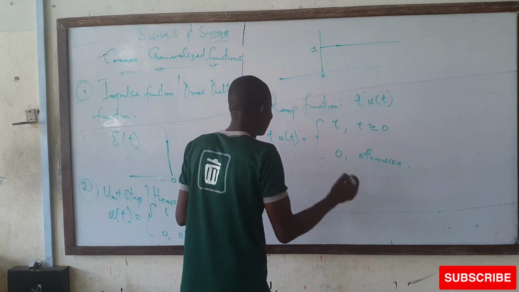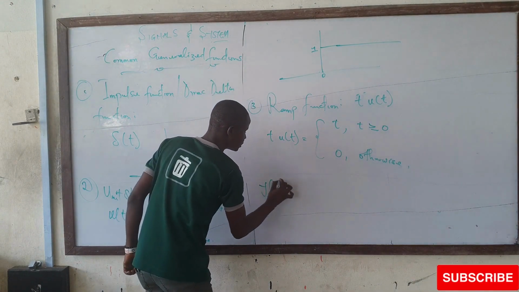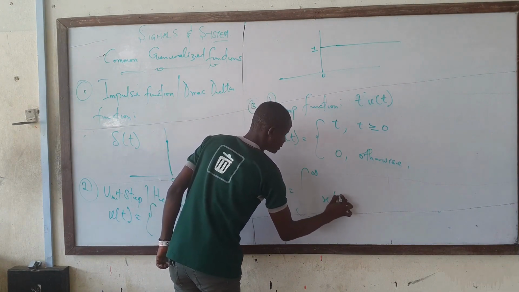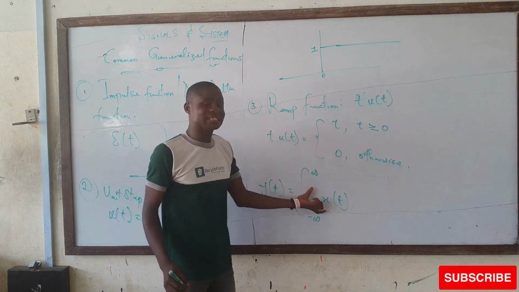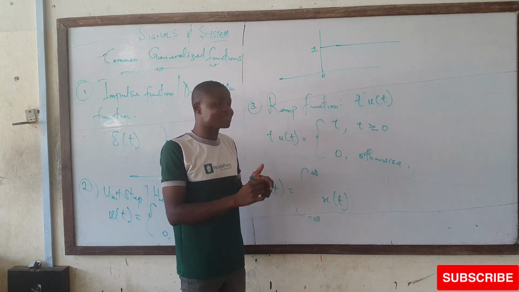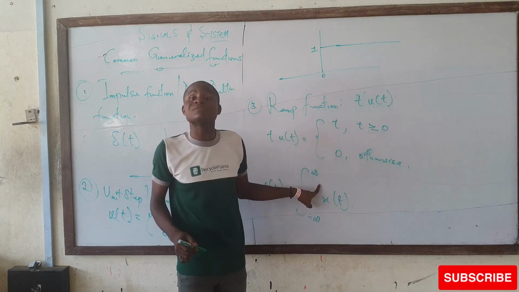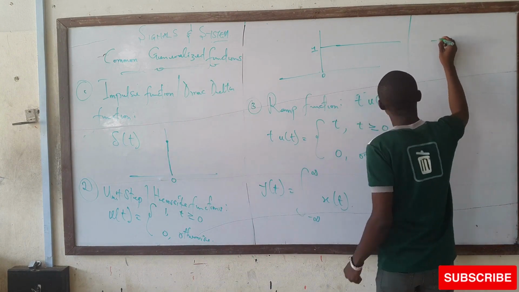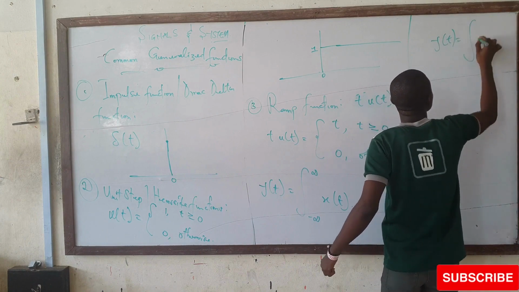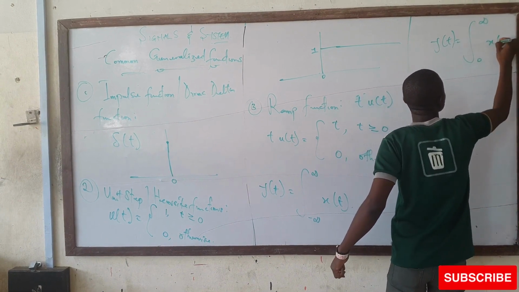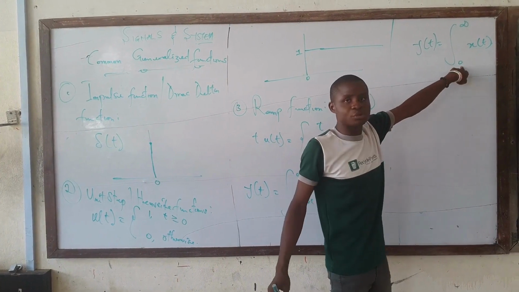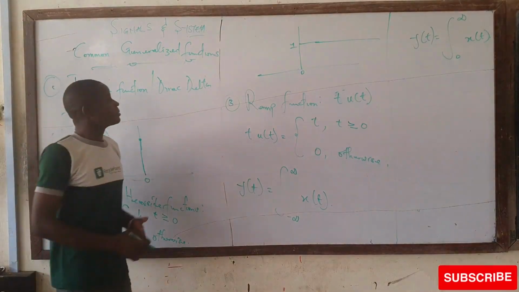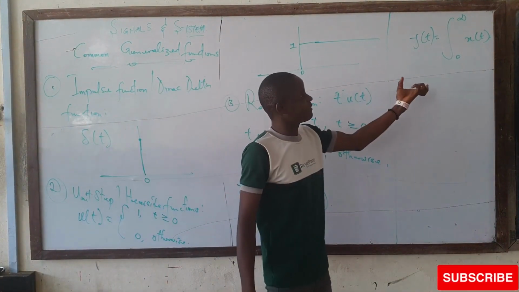If I have a function, say x of t, and I have y of t equal to the integral of x of t from minus infinity to infinity, this y of t is a bilateral function because I'm integrating from minus infinity to infinity. But a unilateral function is y of t equal to the integral of x of t starting from 0 to infinity. This is a unilateral function.